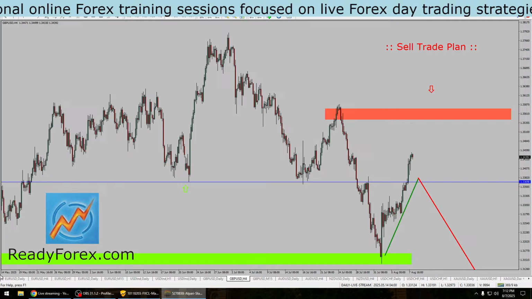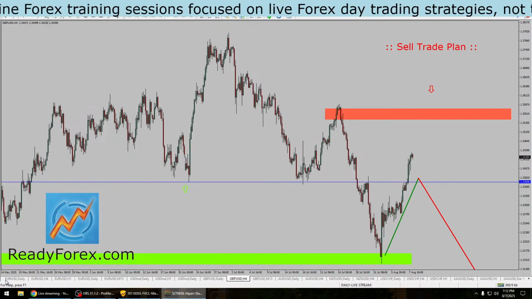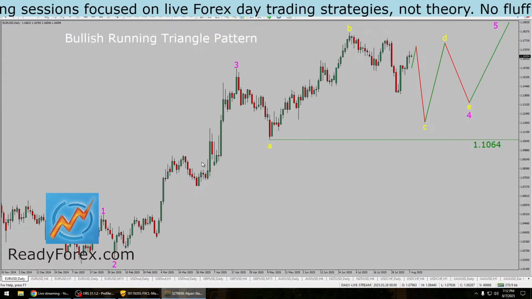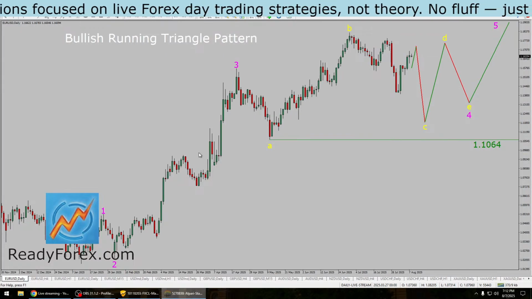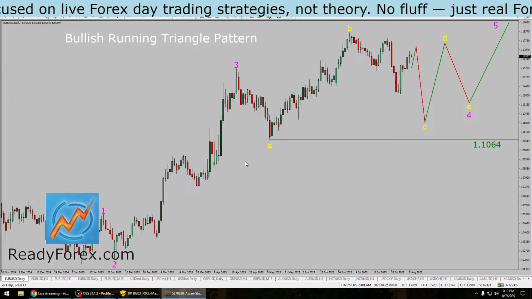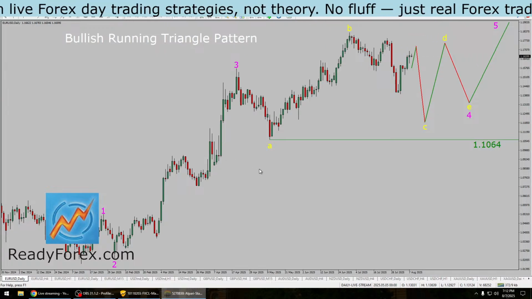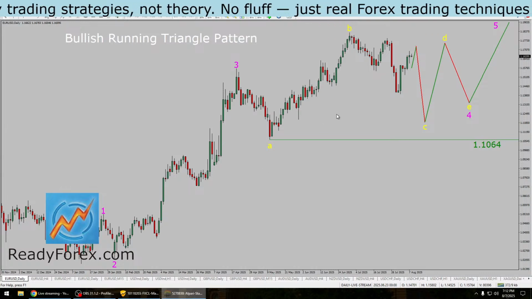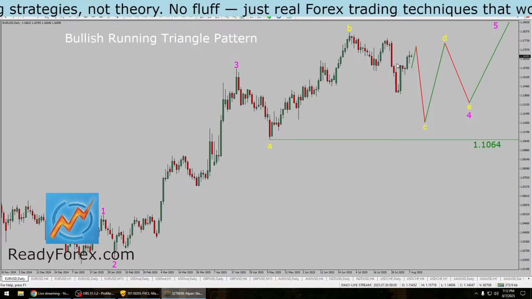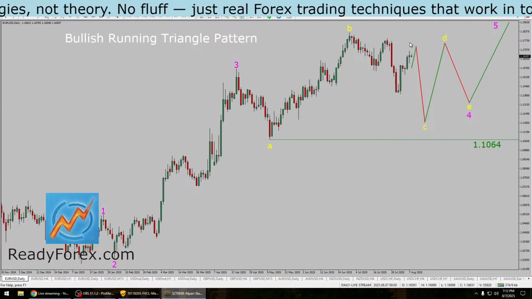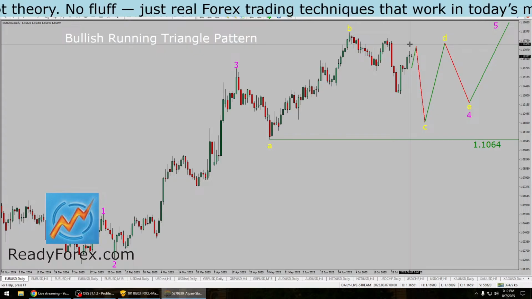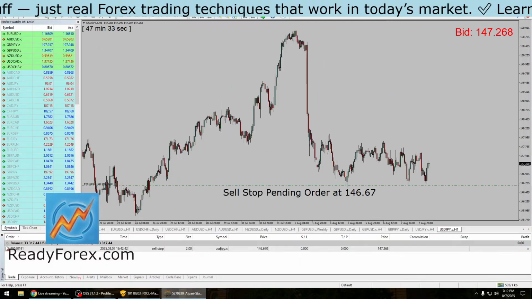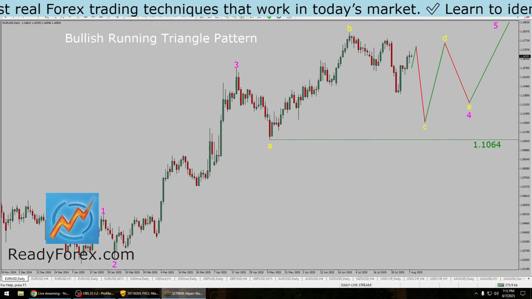Okay, let us start the analysis for euro dollar. The price action in euro dollar is likely to move sideways over here, and it is possible that euro USD is going to move a little bit more before a drop in euro dollar. Okay.